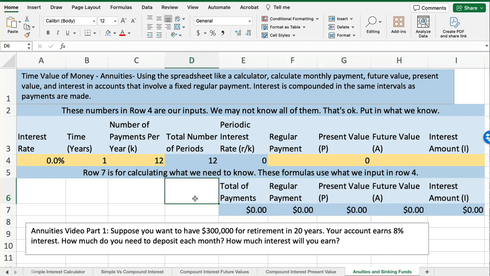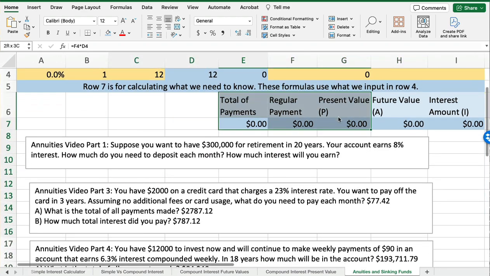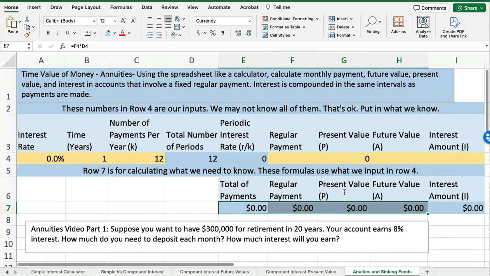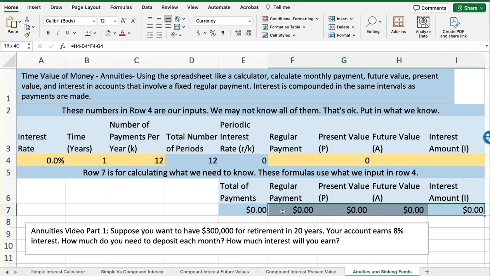Welcome back. Today we're going to solve a particular problem here, and that's going to involve 2 formulas down here in row 7. So row 7 is going to be where all of our meaningful calculations are going to take place. Any calculation that we need to answer the problem is going to be done down here in row 7.